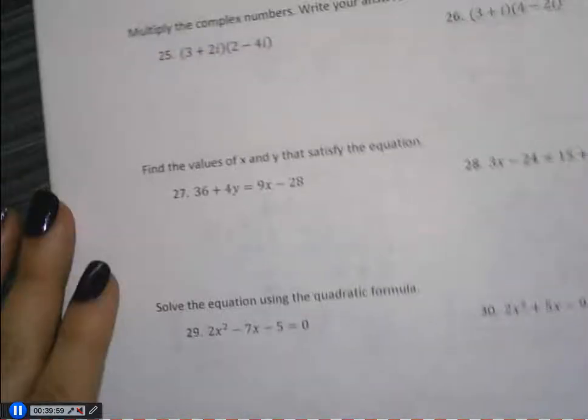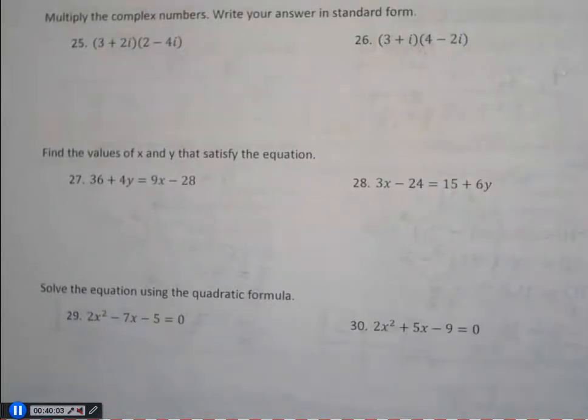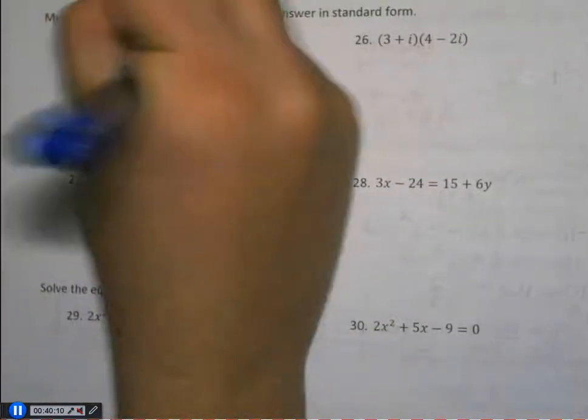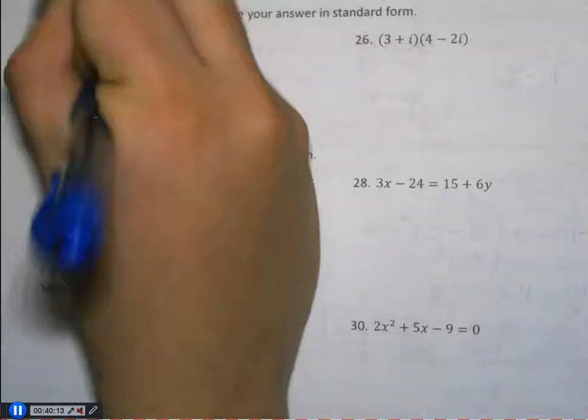Okay, so these ones are multiplying complex numbers. I'm going to multiply them just like I would multiply polynomials. So I'm going to use the box method. But you could FOIL here if you wanted to.